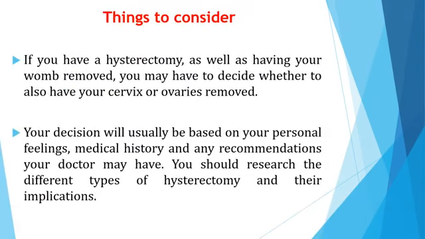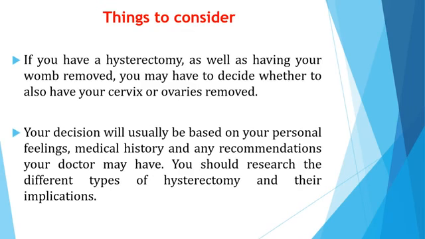So what are the things to consider? There are too many things to consider. If you have a hysterectomy, as well as having your womb removed, أقصد الwomb هنا الuterine, you may have to decide whether you also have the cervix or ovaries removed. So هي عملية تشيل السيرفكس عنق الرحم أو الovarian tube أو الovaries المبايض أيضا. So هذين things to consider during the surgery.